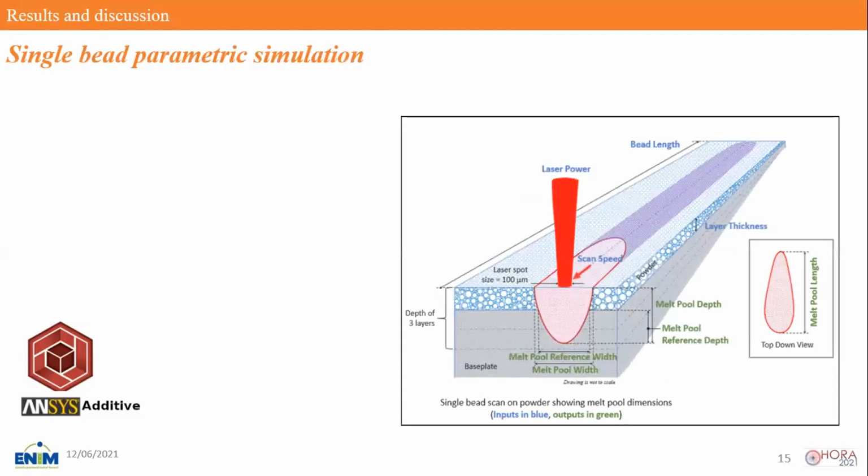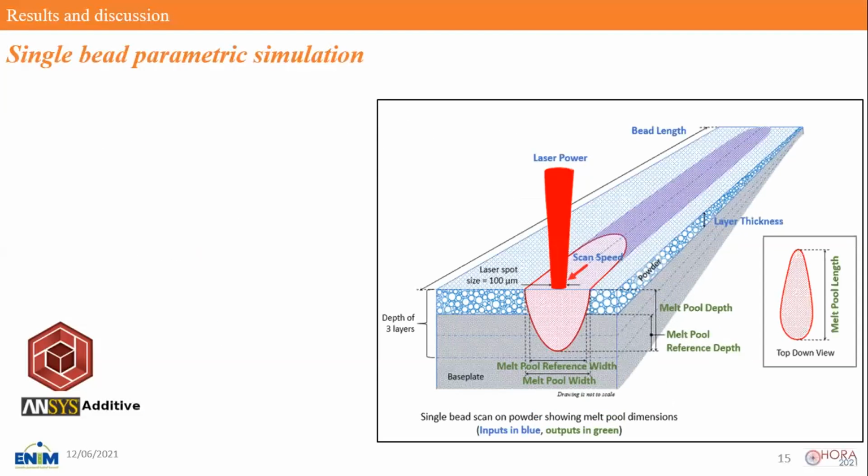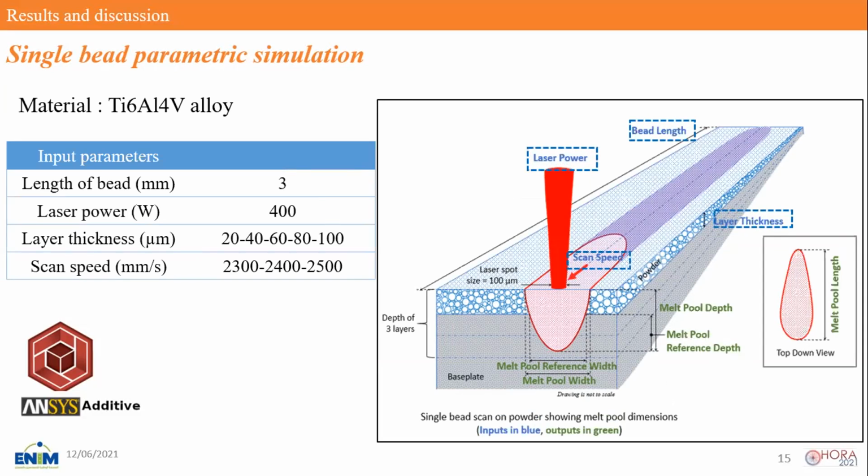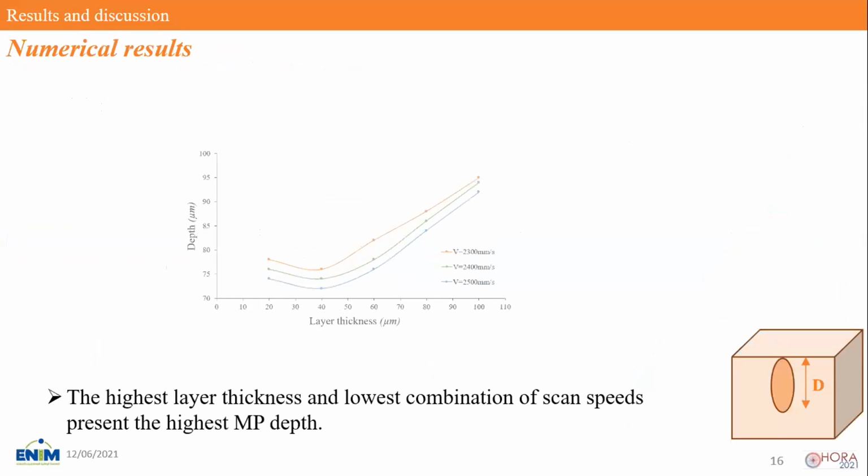We used the single bead parametric simulation, which is a tool from the software ANSYS Additive, used to obtain information about the melt pool dimension of the selected material. Our chosen material is the titanium alloy due to its high strength and its suitability for a wide range of applications. The inputs of our model are the length of bead, the laser power, the layer thickness, and the scan speed. The outputs are the melt pool depth, the melt pool width, and the melt pool length.